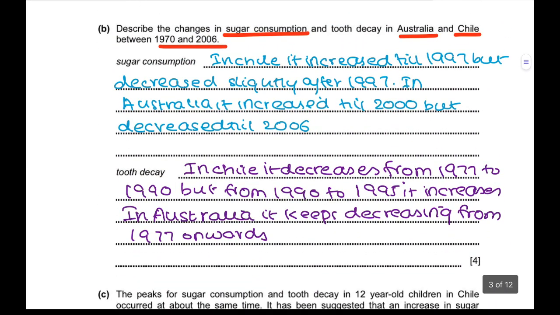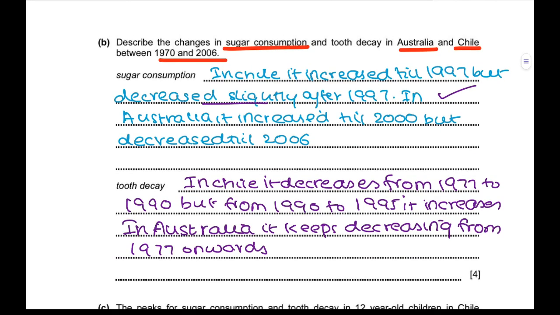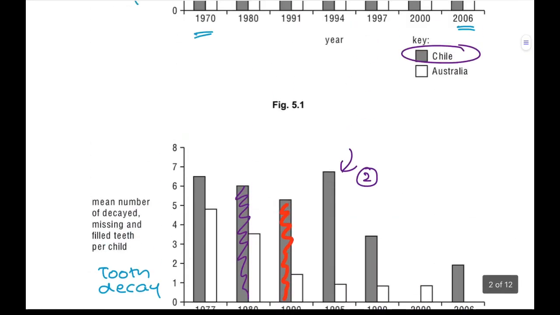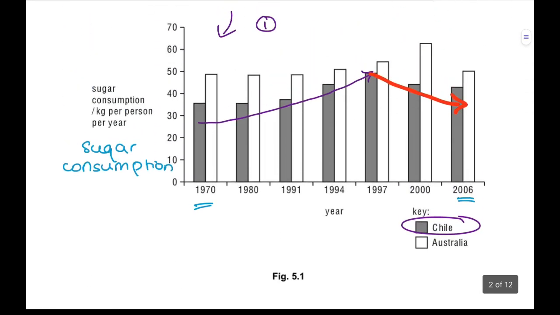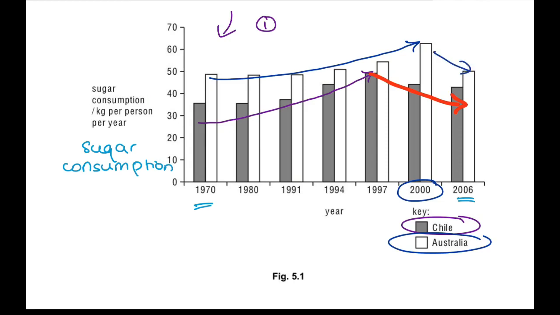It increased till 1997, but it decreased slightly after 1997, right, decreased slightly. Okay, next point: in Australia it increased till 2000 but it decreased until 2006. So let us look, in Australia, right? So in Australia it increased. Yes, it increased till 2000 but it slightly decreased till 2006.